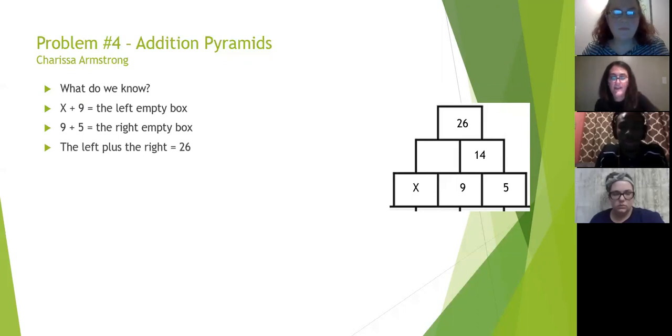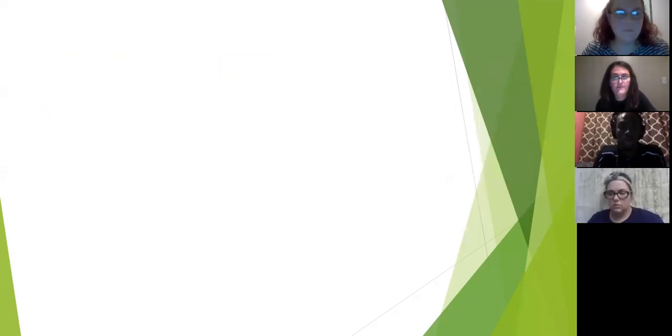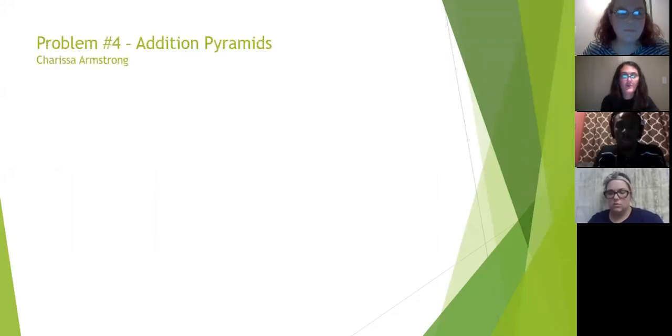Okay, so I added 9 plus 5 equals 14, and 26 I know is a total of 14 and some number. So if I subtract 14 from 26, I can find the left box. So 26 minus 14 equals 12. So the left box is 12. 12 equals the total of the 2 under it, x plus 9. So 12 equals x plus 9. Subtract 9, x equals 3. And we have solved all the unknowns in that pyramid.